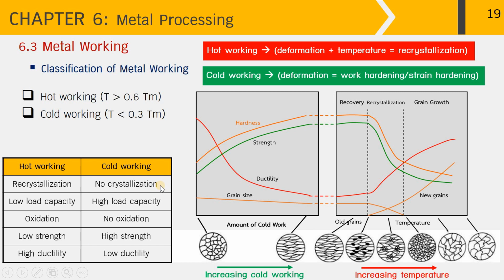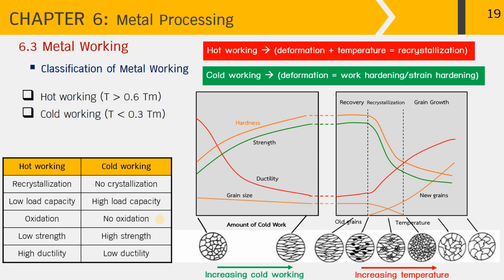No recrystallization takes place because the temperature is lower than 30% of the melting point of the metal, and the working operation is done at low temperature, normally at room temperature. The yield strength of the metal is still high, so that requires a high load capacity for the machine to introduce the high load in the working operation. And at low temperature operation, there will be no oxidation.